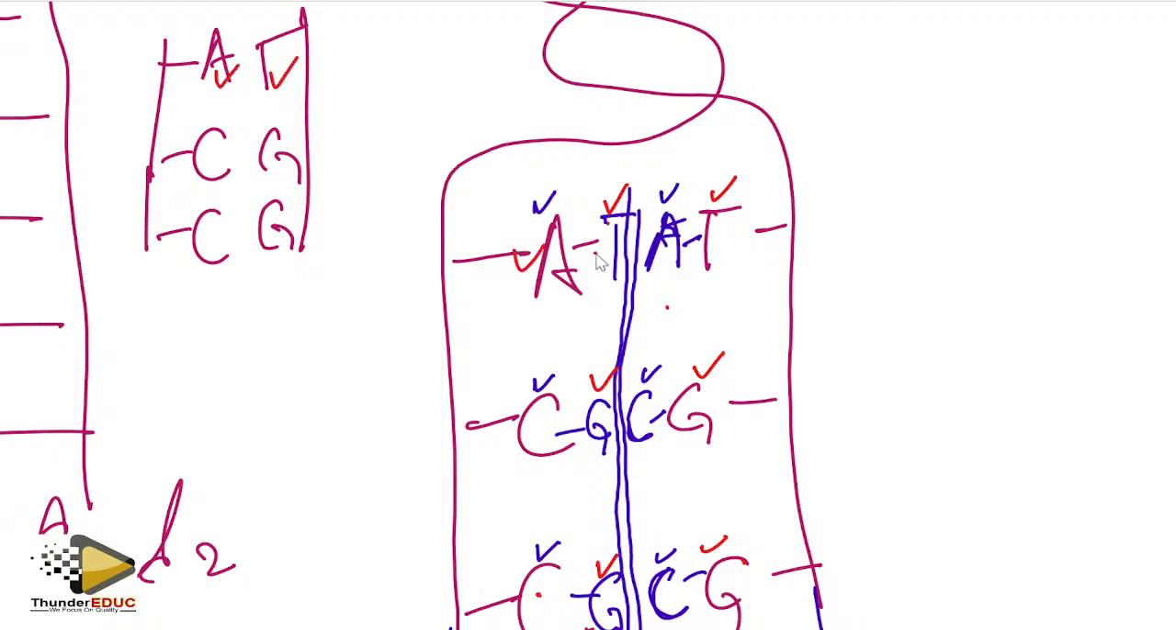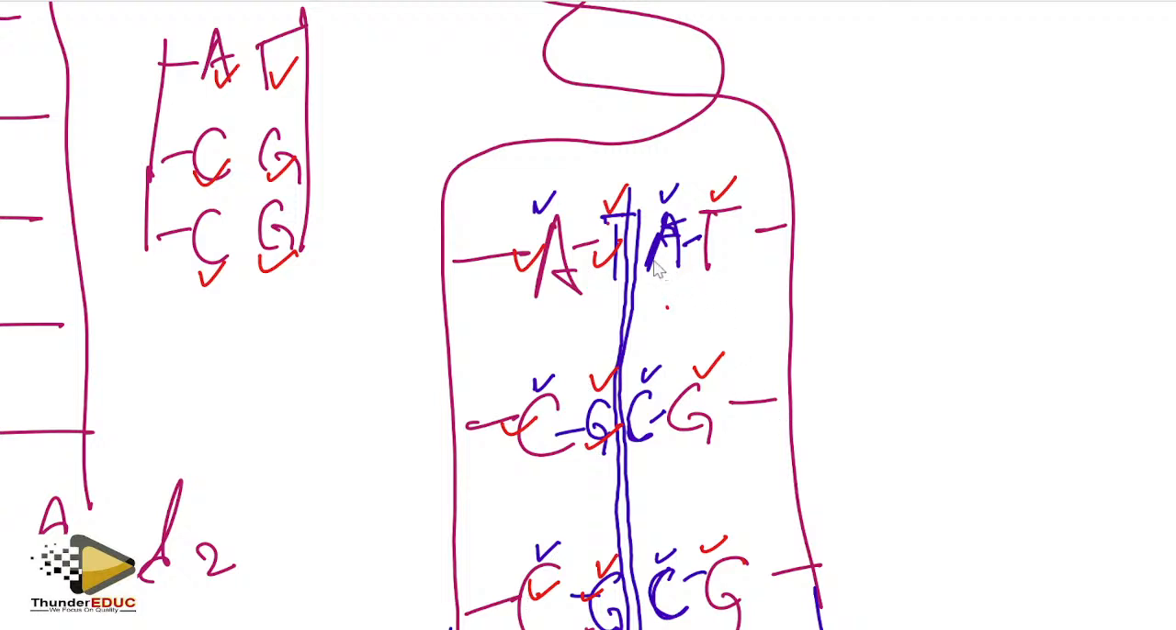I have A, I have C and G, C and G, C and G, C and G. You see that the original DNA is exactly the same as the new DNA.